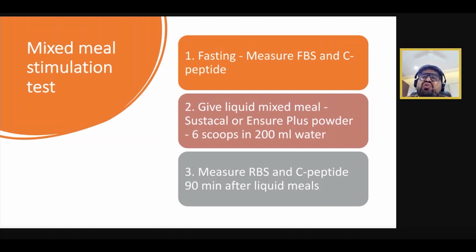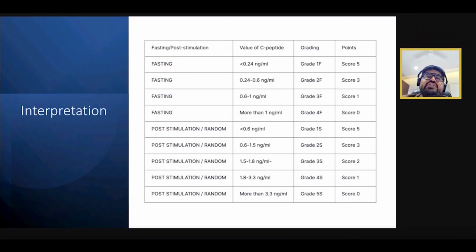We give 6 scoops of this powder in 200 ml of water. And after 90 minutes, we measure the sugar again along with the C-peptide. So this is the mixed meal stimulation test. Now, more important is how do you interpret? So this is our interpretation, right?